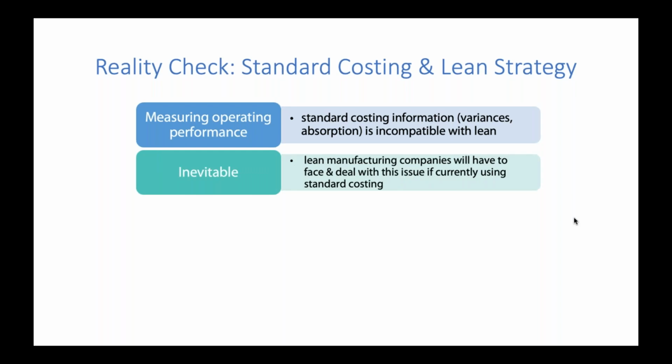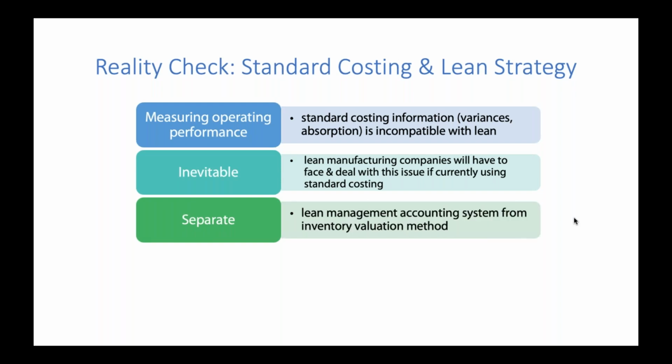Secondly, it is inevitable that if you are a manufacturing company and you have a lean strategy, you will have to face this issue, measuring operating performance and eliminating those variances in absorption if you're currently using standard costing. It will happen. It might not happen today, but it will happen. You also have to face the issue of inventory valuation at some point. I think it's important to separate the lean management accounting system from the inventory valuation methodology. And that's really what standard costing does. The standard costing information provides a lot of operating performance information, and it also does inventory valuation.